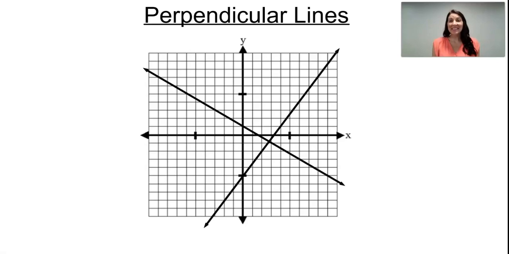And there's a specific symbol that we use to indicate that these lines meet at a right angle, and that is a box that looks like that. That means they intersect at a right angle, also known as a 90-degree angle. Now there's another special property about these lines, and that has to do with their slopes. So let's take a look at the slopes of these two lines.